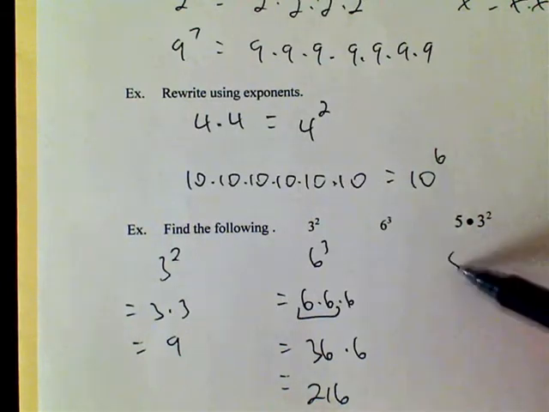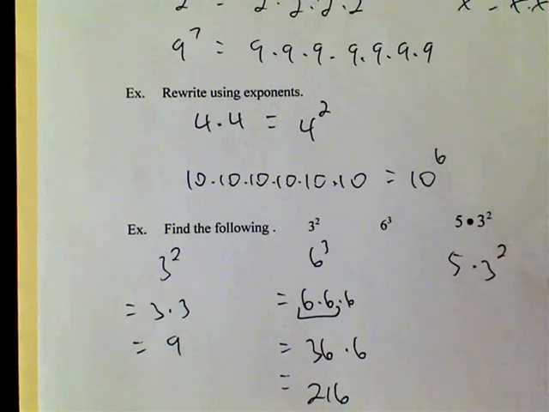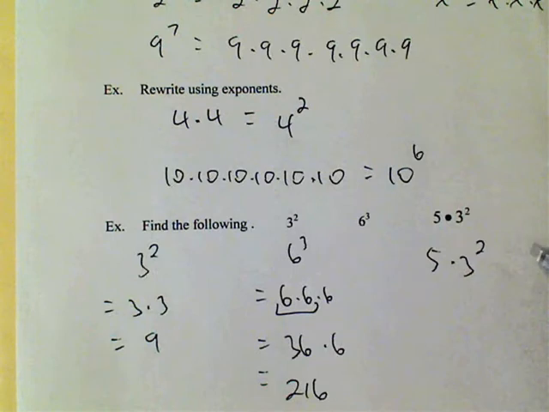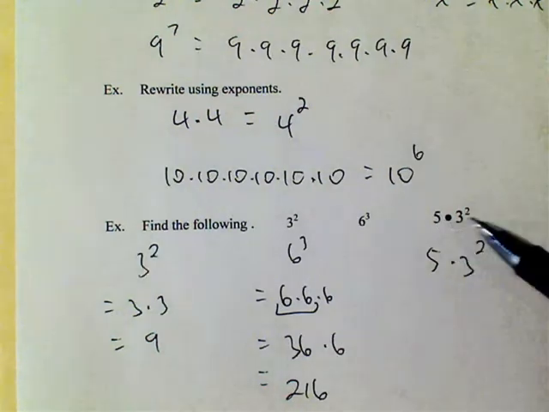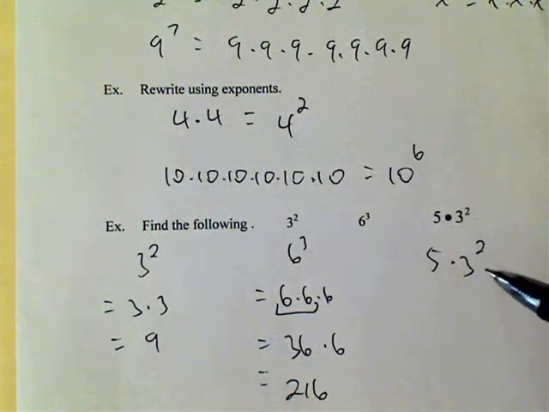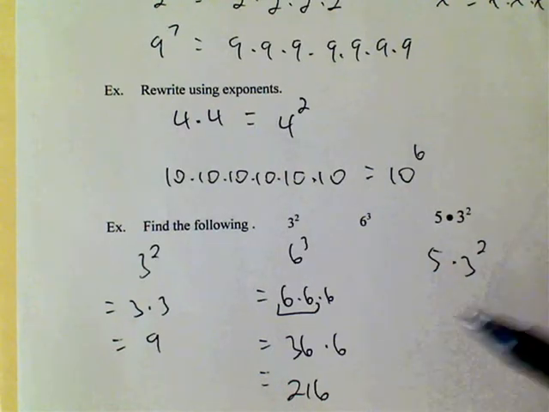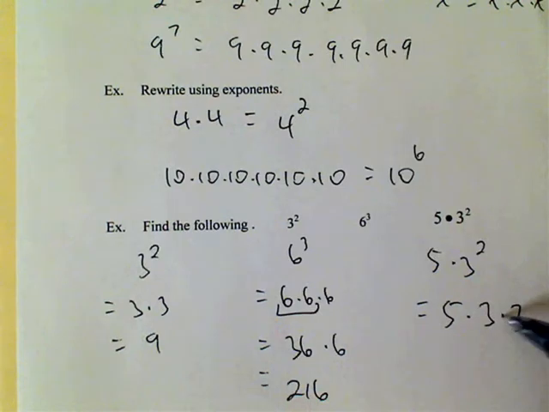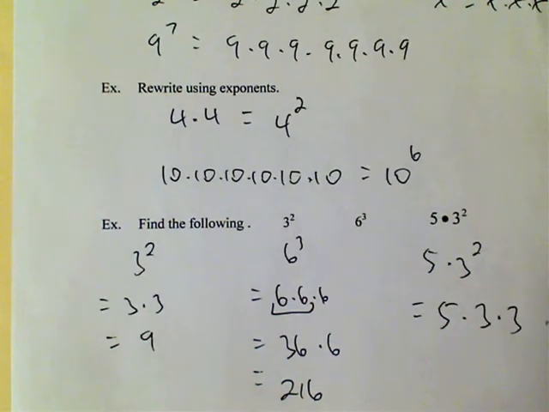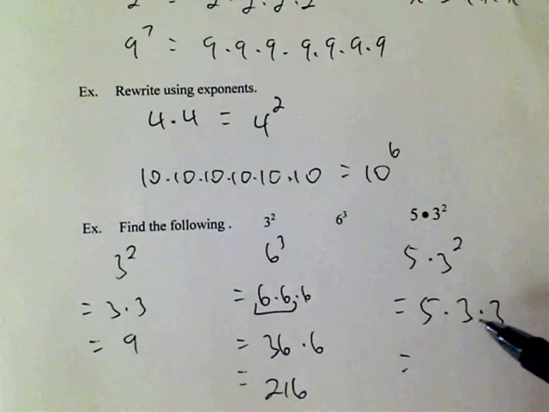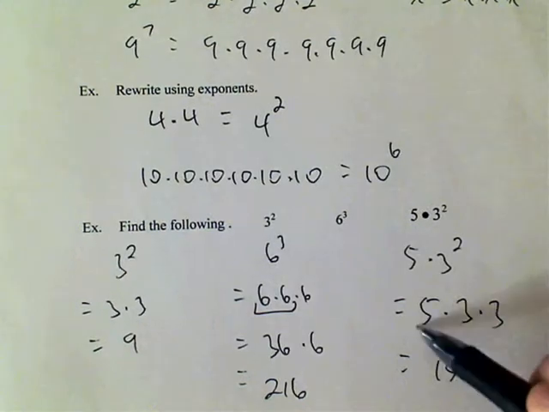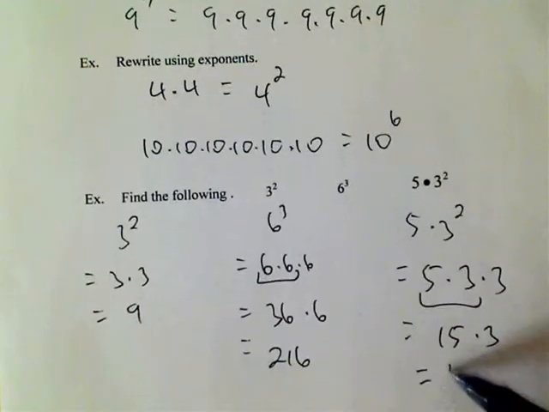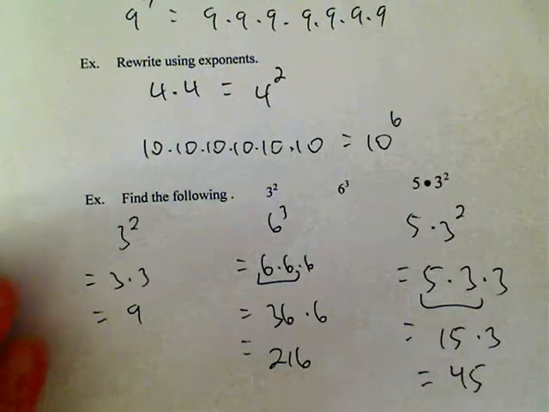Now this one right here, a lot of people miss this one. Be careful. You don't do 5 times 3 first. We do the exponent first, and you're about to find out why. But we're going to do the 3 squared first, so what you might want to do first to make sure that you get this correctly is to rewrite the 3 squared without exponents as 3 times 3, so you won't miss it. 5 times 3 is 15, and then 15 times 3 is 45.